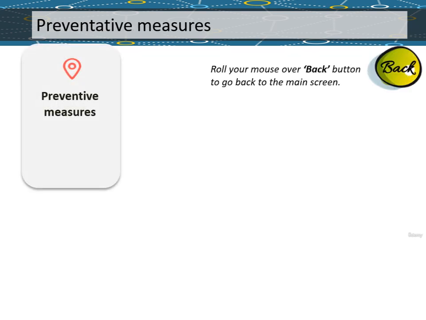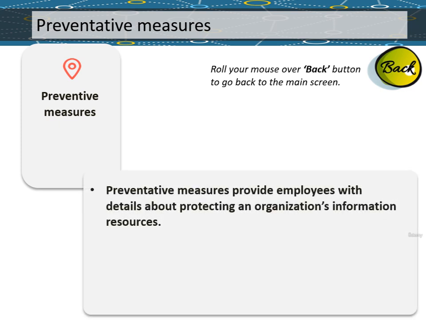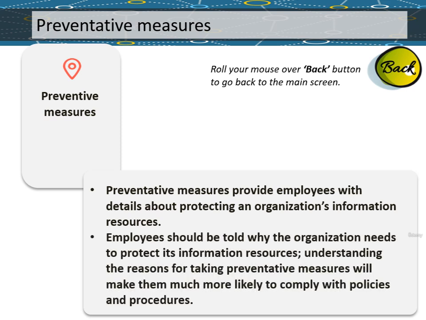Preventative measures. Preventative measures provide employees with details about protecting an organization's information resources. Employees should be told why the organization needs to protect its information resources. Understanding the reasons for taking preventative measures will make them much more likely to comply with policies and procedures.